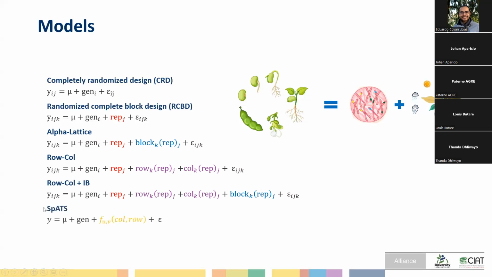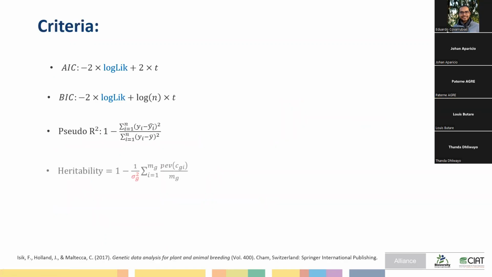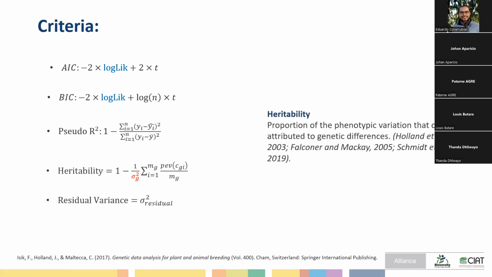And the spots. This is not a randomization. This is more related to the way we analyze the data set. For example, we could have an RCBD, but if we have the row and column information, we can analyze it using SpATS, for example. We could have an alpha design, and if we have saved the row and column information, we can also analyze it using the SpATS approach.